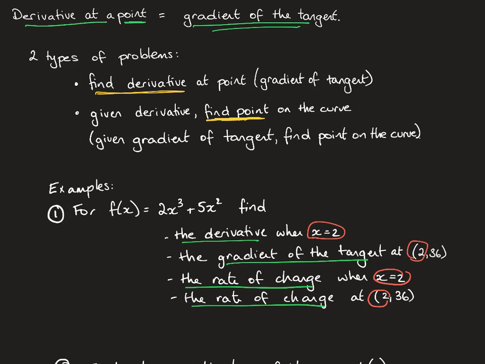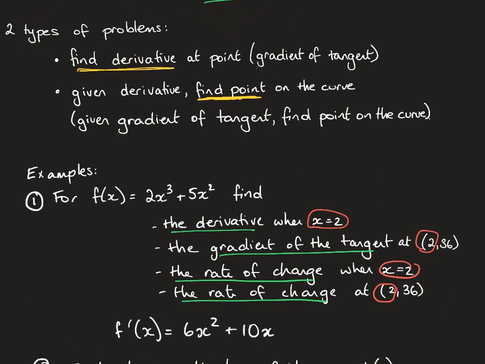And what they want us to do is to find the derivative. So f dashed of x is equal to 6x squared plus 10x, and then evaluate that at x is equal to 2. So f dashed of 2 is equal to 6 times 2 squared plus 10 times 2, which is equal to 44.